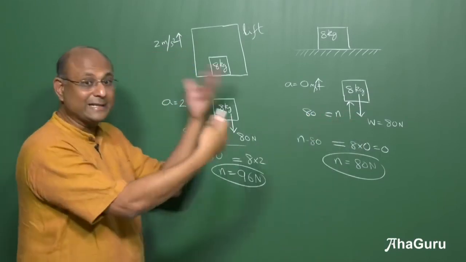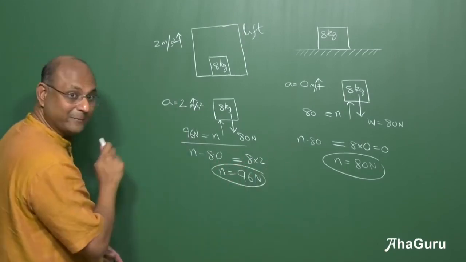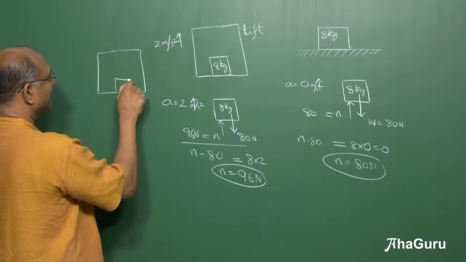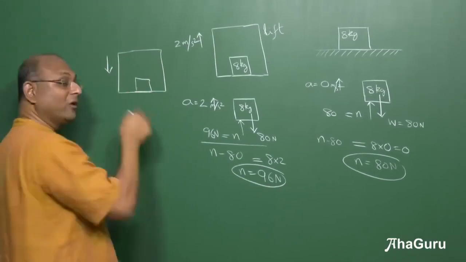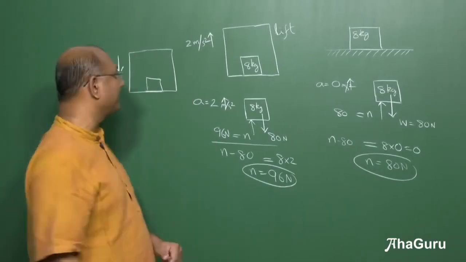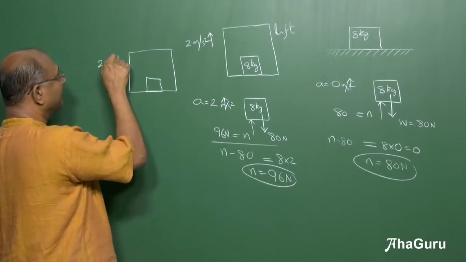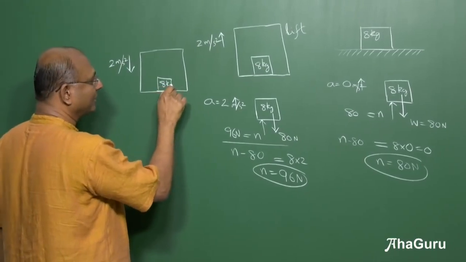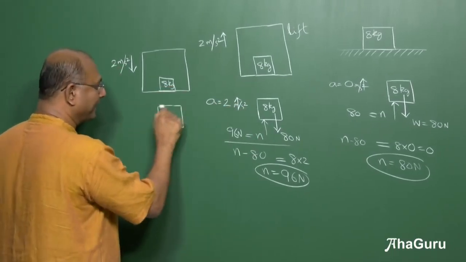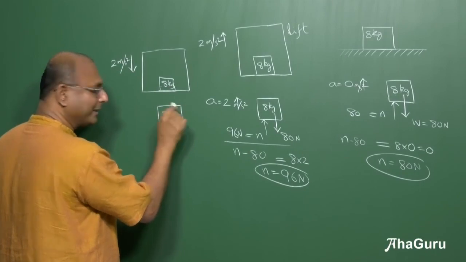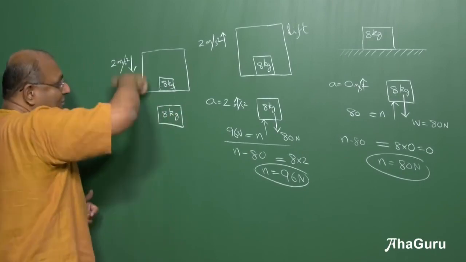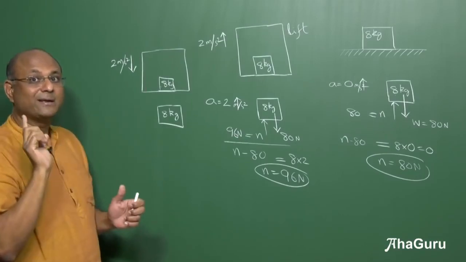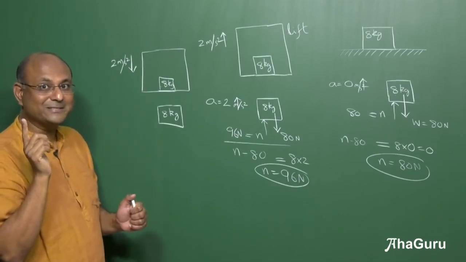Okay, let us take another example. Exactly the same kind of lift question, but now the lift is going down with 2 meters per second square. This is an 8 kg block. Same free body diagram. Always draw the free body diagram. Now because it's going down, is the floor pulling the object down or is it pushing? Think about it, it's a tricky question.